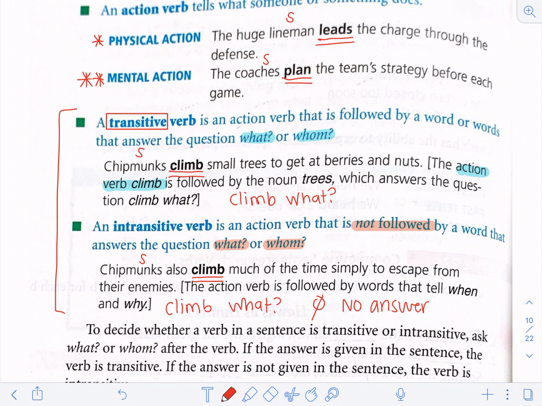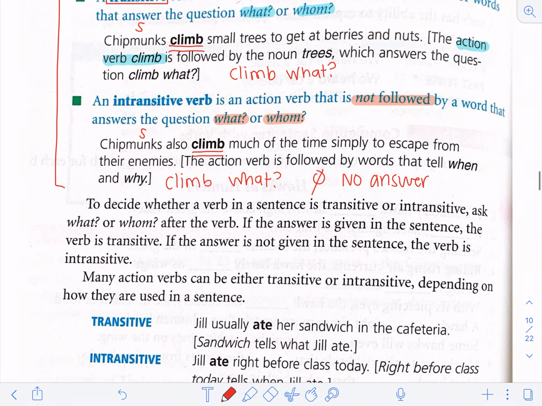So just a reminder, transitive verbs answer the questions what or whom. Intransitive verbs do not. So it says below, to decide whether a verb in a sentence is transitive or intransitive, ask who or what, whom or what after the verb. If the answer is given in the sentence, the verb is transitive. If it is not given, the verb is intransitive.